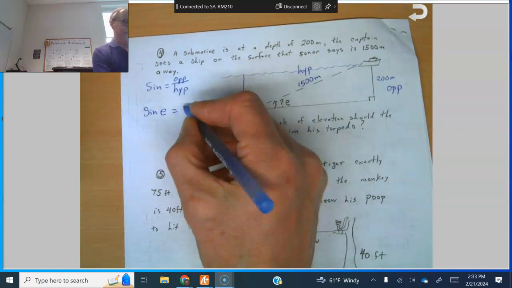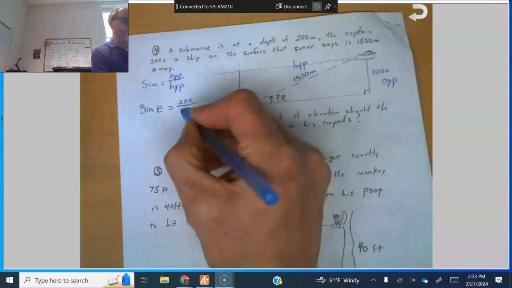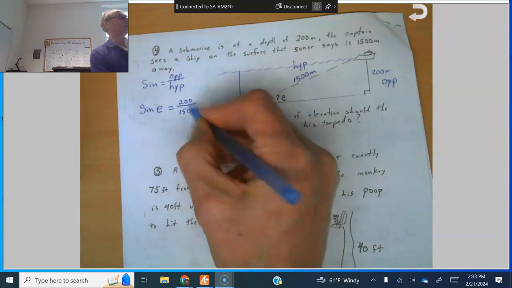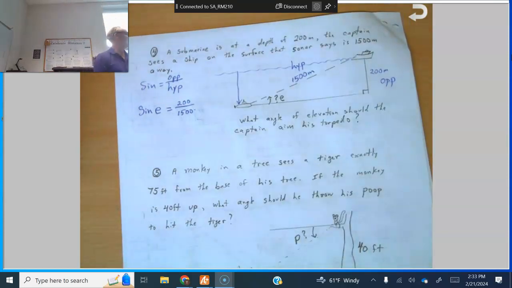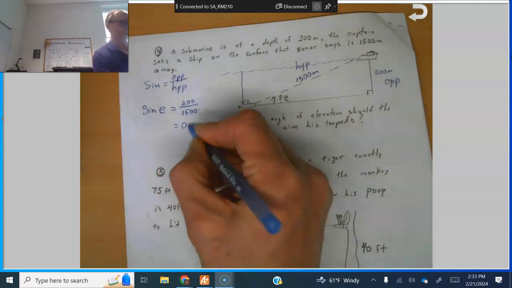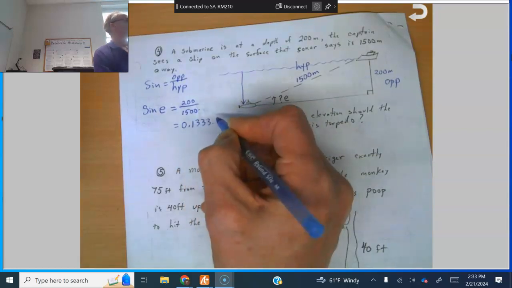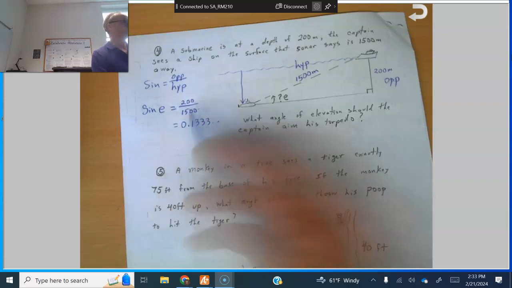It's 200 over 1,500. What decimal is this? Okay, so this is 0.1333 and so on, isn't it? Take 200 over 1,500, divide it.